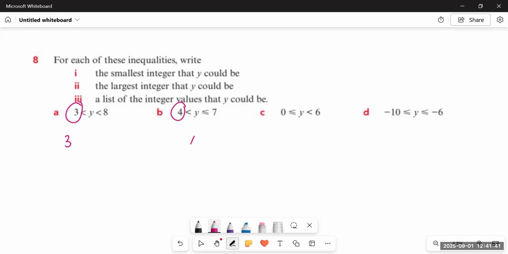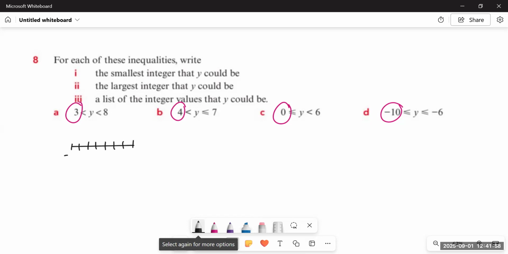Here it would be 4. Here it would be 0. Here it would be minus 10. But no, this is not the case. We cannot consider these as the smallest one. For this, we simply have to draw the line, okay? And we have to look for the numbers which are included in that.